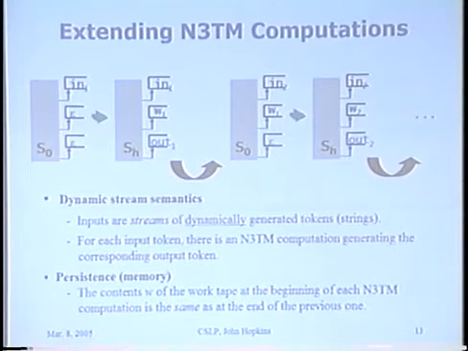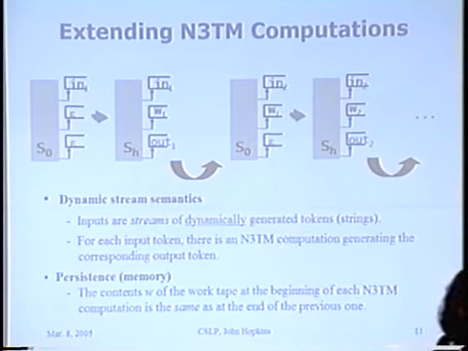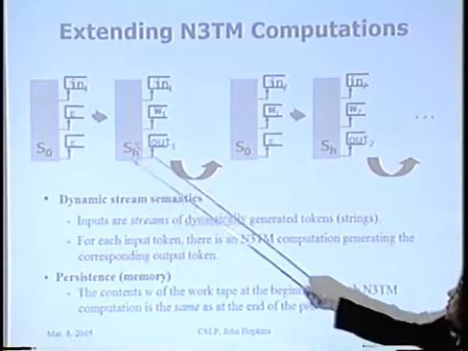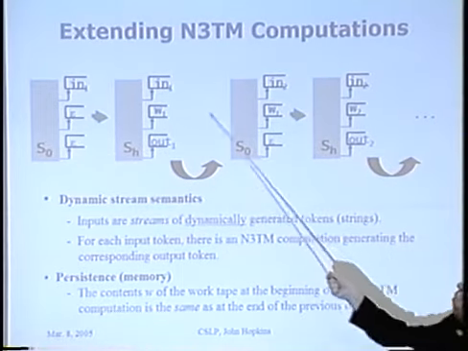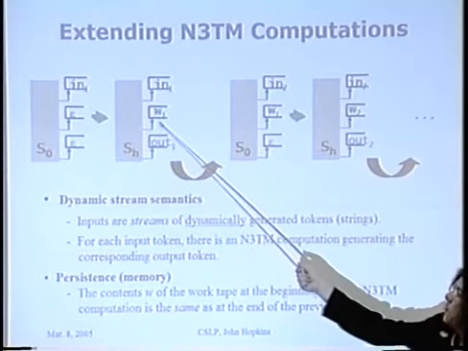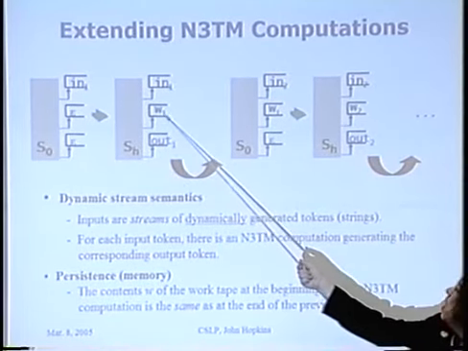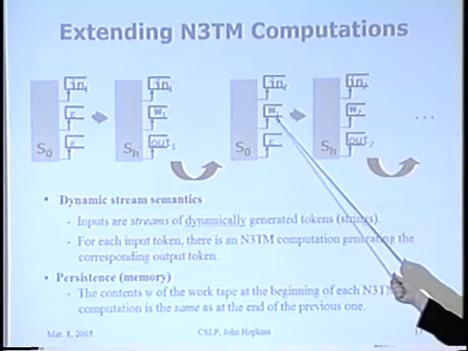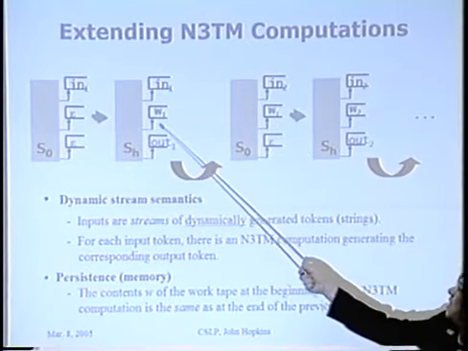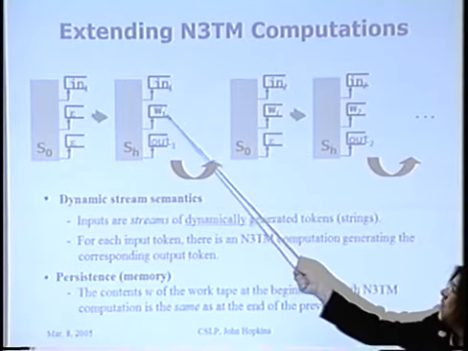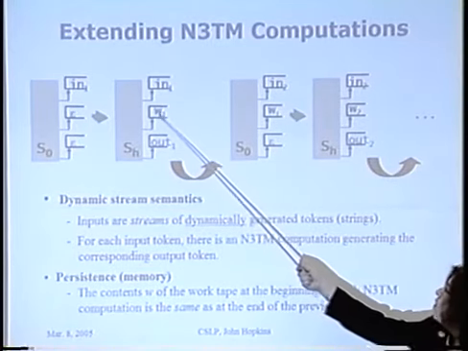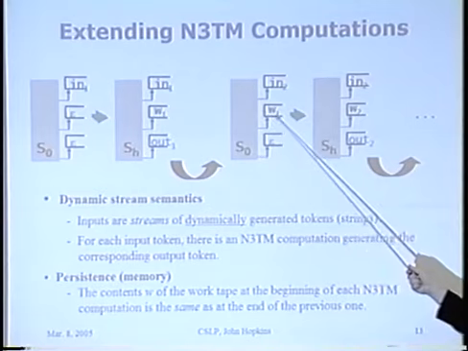Okay? But in addition to what I've just described, there's also persistence. And that's this intermediate, the second tape, the work tape. So it starts out empty, but at the end of the first computation, it's got something on it. And notice that at the beginning of the second computation, it still has that something on it. So the key here is that the contents of this tape act as the memory of the machine. It does not change from the end of one computation to the beginning of the next.